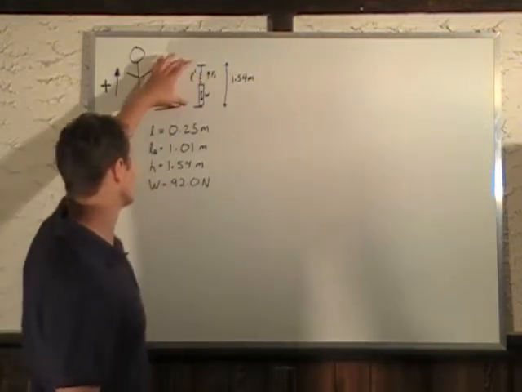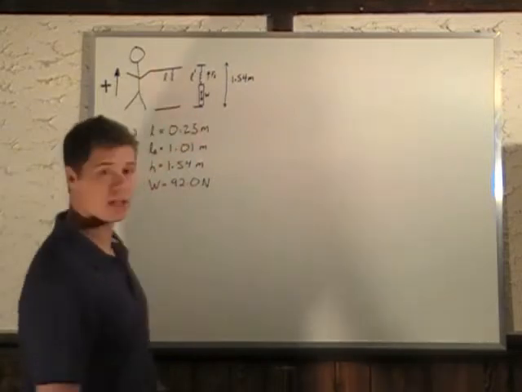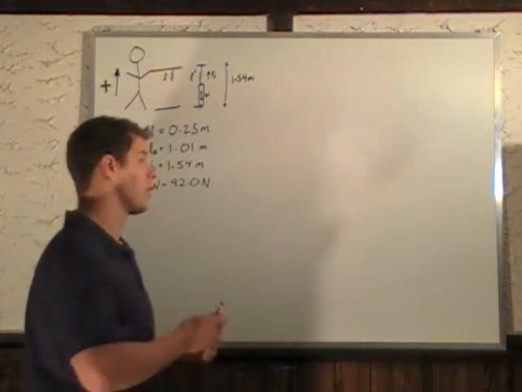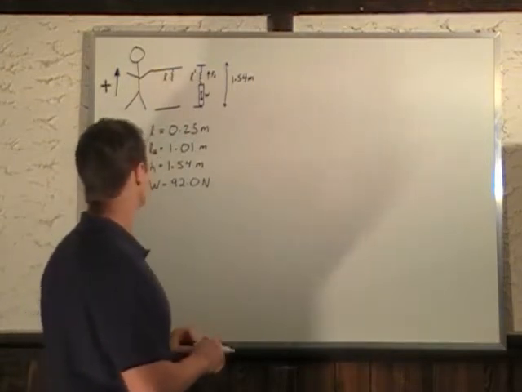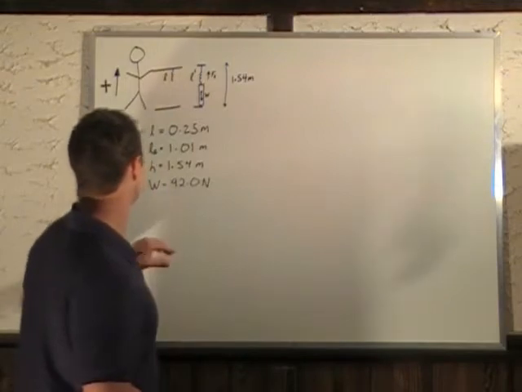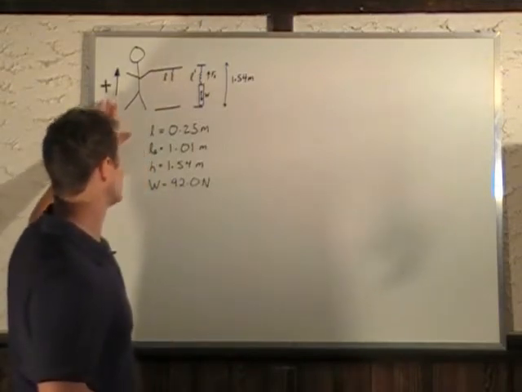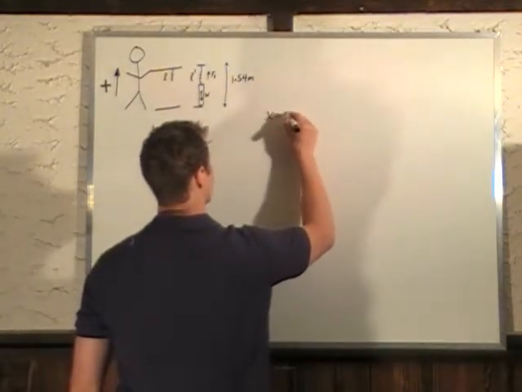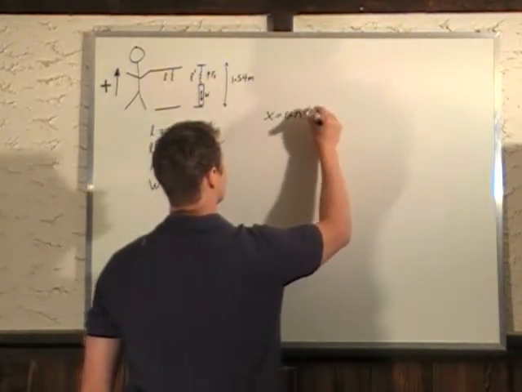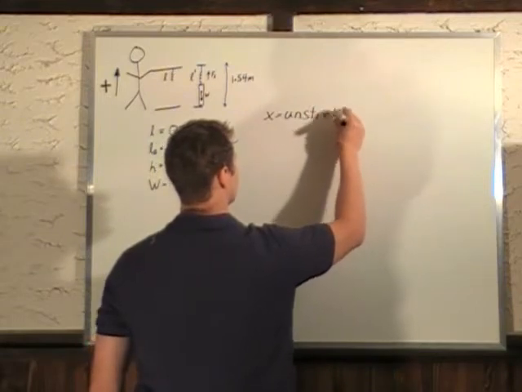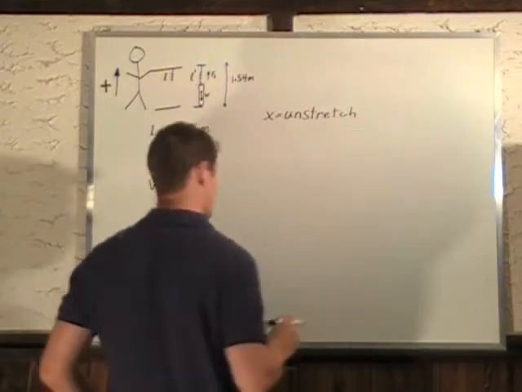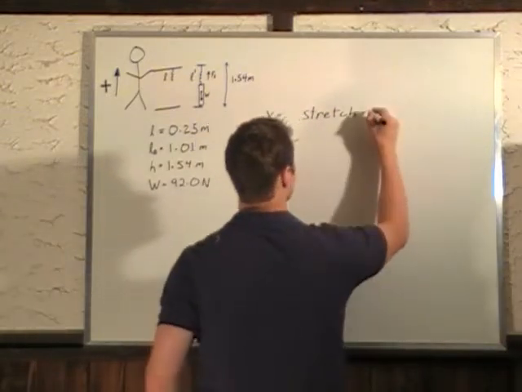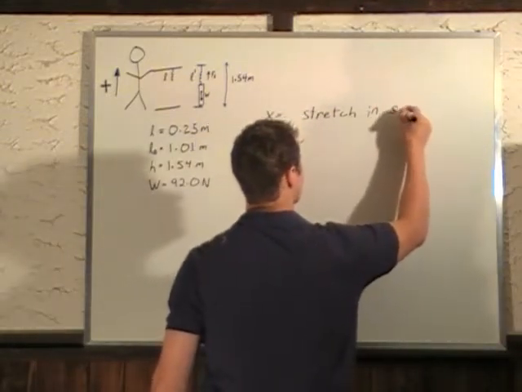Now we're told that the board goes all the way down to just about touching the floor, so that's going to be where 1.54 meters is. So the very first thing we do is we want to determine what X is. We've called the positive upwards, so X is our stretch in the spring.